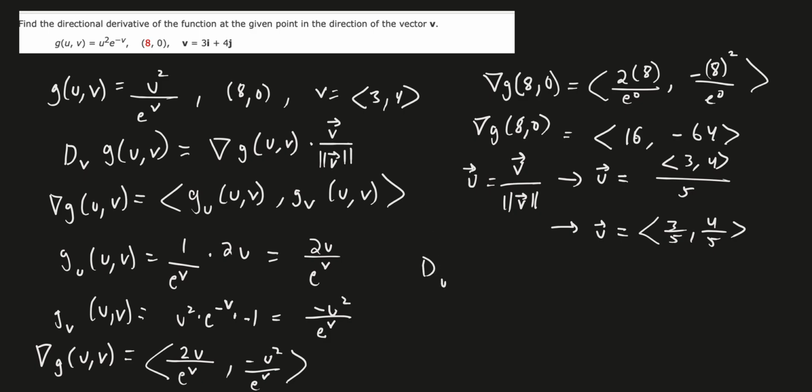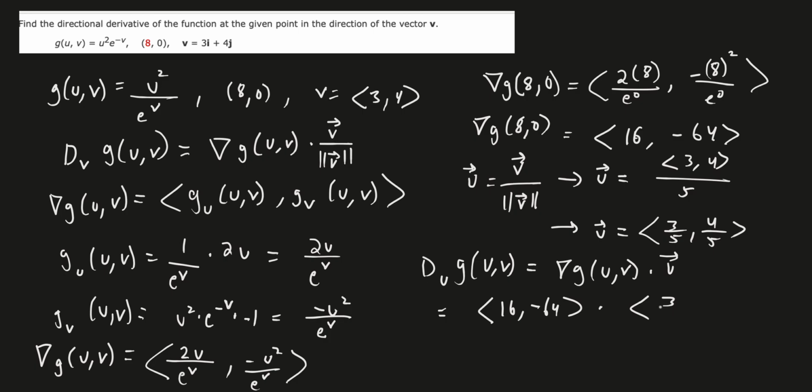So finally, the directional derivative in the direction of u is the same thing as in the direction of v, because they both have the same direction. g in the direction of u is equal to the gradient dotted with the unit vector u. So this is (16, negative 64) dotted with (3/5, 4/5). Just 16 times 3/5 plus negative 64 times 4/5.